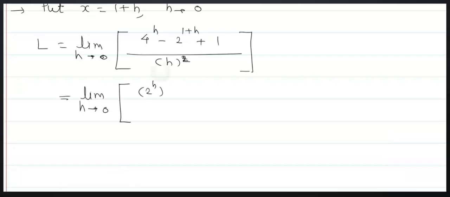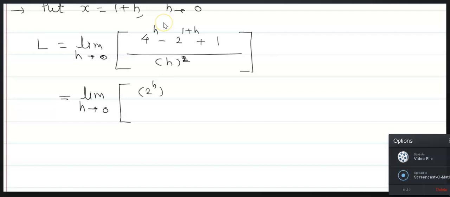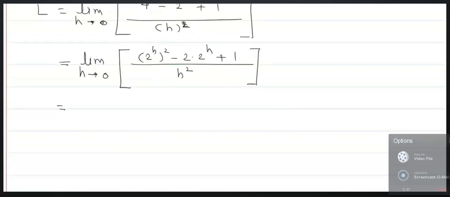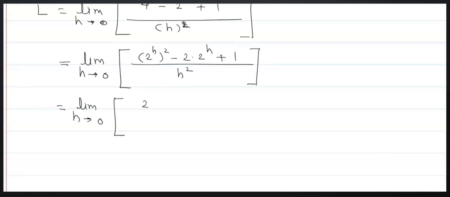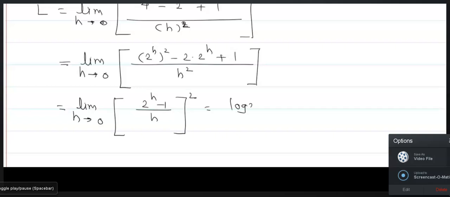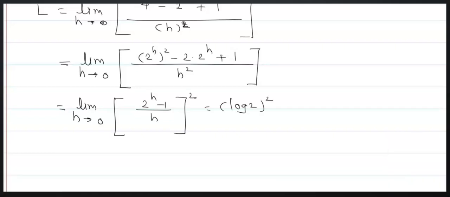Therefore, limit h tends to 0. Now here 4 raised to h means what? (2 raised to h) whole square. 2 raised to 1 plus h means what? 2 into 2 raised to h. Therefore, here is the limit h tends to 0, (2 raised to h minus 1) upon h, whole square, and the answer is (log 2) whole square.